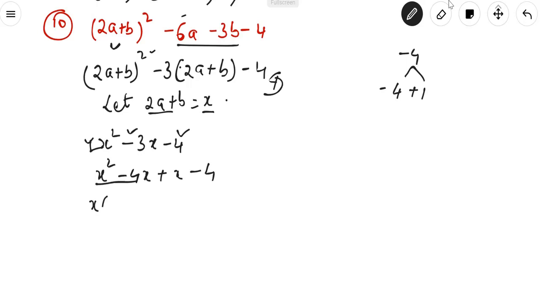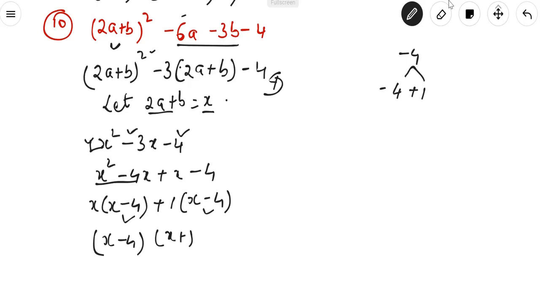So this becomes x square, I'm going to take outside. So this becomes x minus 4 plus 1 if I take outside. So this becomes x minus 4. Now in this equation, what are the common terms? These two are common terms. If I take x minus 4 outside, what is left here? The left out is x plus 1. Now these are the two factors of this equation.